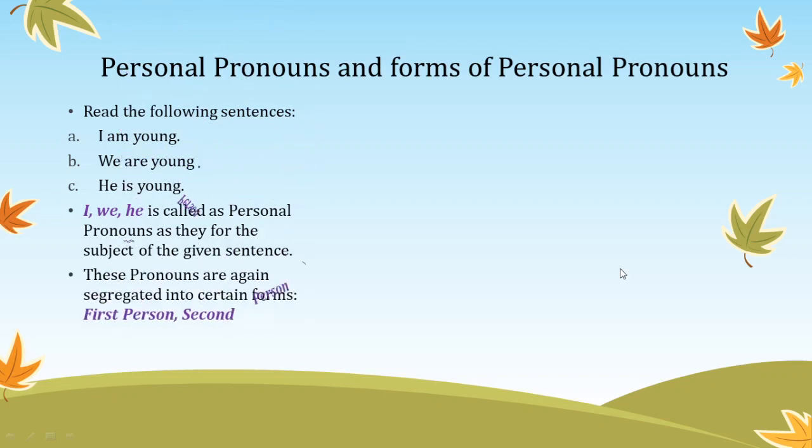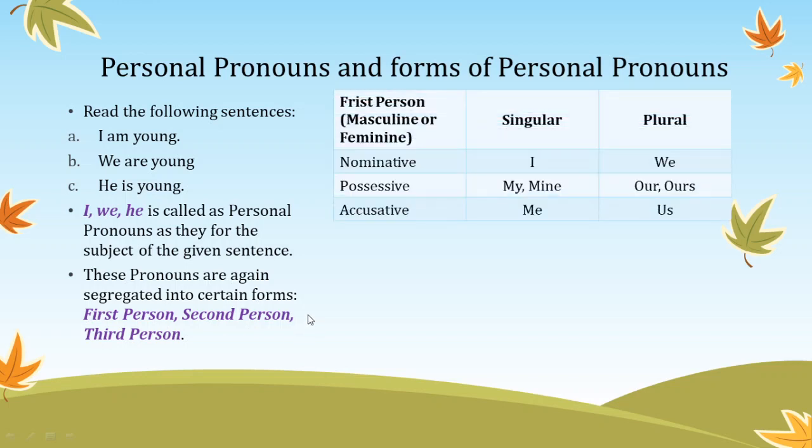Now these pronouns are again divided or segregated into certain forms. That is known as forms of personal pronouns. Now what are the forms? First person, second person and third person. Let us understand this in the form of a table.